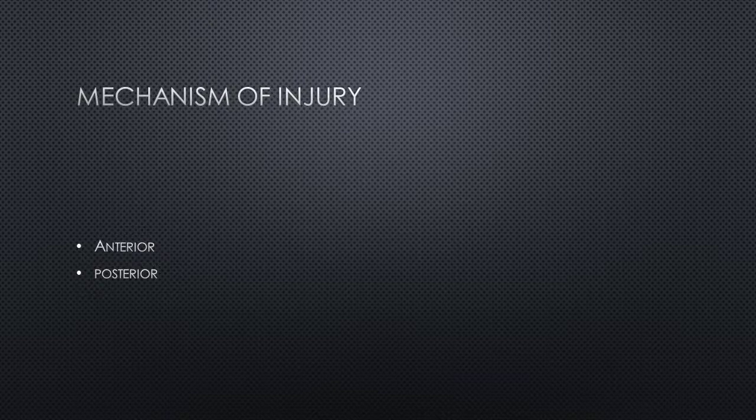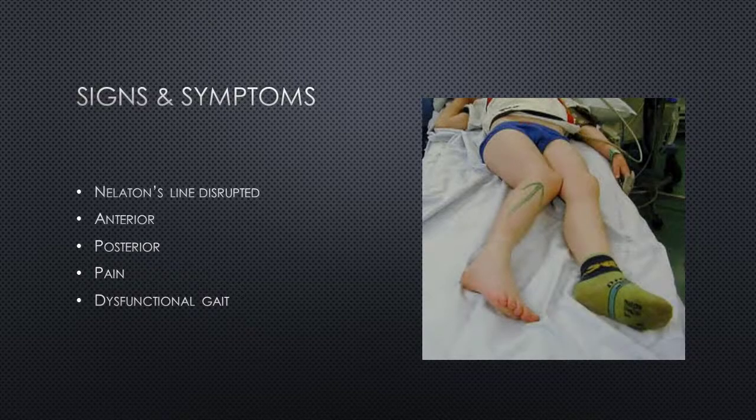Posterior hip dislocations are the other 85%. The mechanism of injury includes the hip being flexed to 90 degrees, which is the weakest hip position, with a longitudinal loading, which displaces the head posterior to the acetabulum. In a hip dislocation, Nelaton's line will be disrupted.